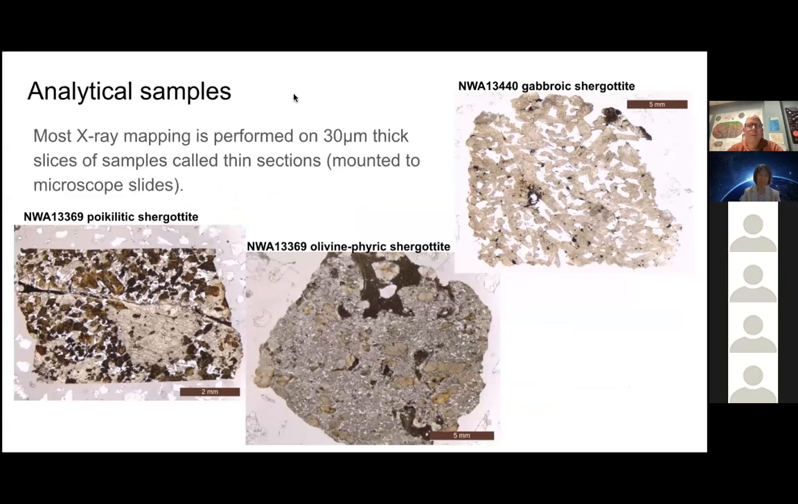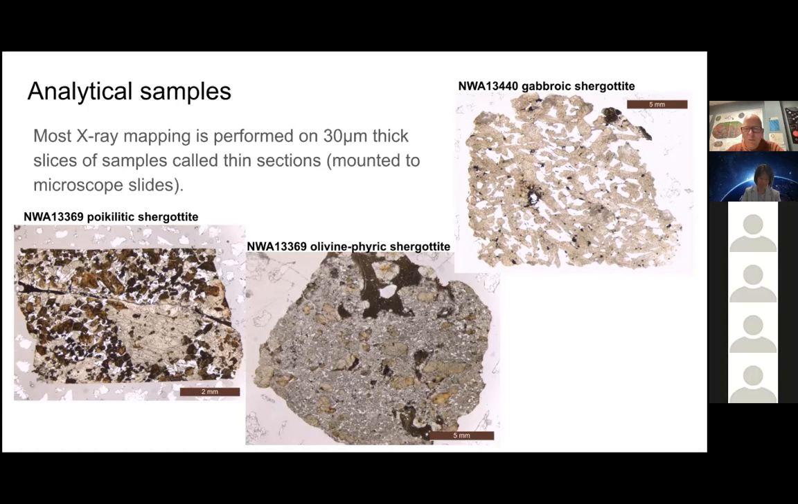So typically the samples that we're working on are actually slices of rock that are cut from the meteorite and then ground until they're 30 microns thick, or 1/300th of 1 millimeter thick. We glue these slices to glass slides, and they're called thin sections.